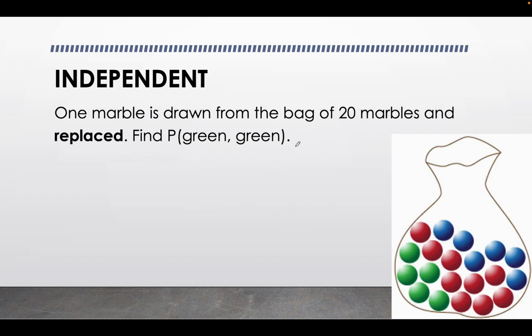If you're drawing a marble from this bag that has 20 marbles and one is picked and then replaced, what is your probability of picking green, and then green again? So green has a 5 out of 20 chance of being picked. For the first pick, we pick it out, we put it back. We are also assuming when we do this that the one that I picked the first time was green. We don't know if that's going to happen. This is theoretical, but we're assuming it's green.